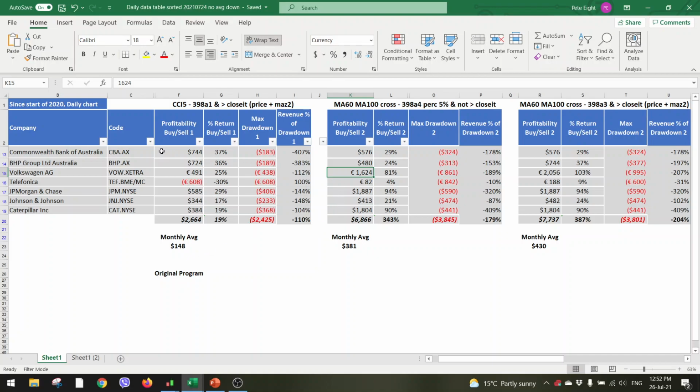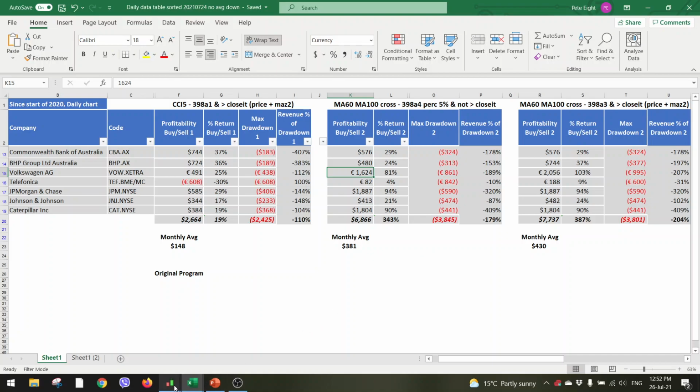So I'm just showing you the Commonwealth Bank as an example, but we can cover a couple of those in a minute. This one uses an MA60, MA100 crossover at a 5% minimum gain. This program uses the same 60-100 crossover, except it doesn't look at a percentage gain, it looks at a price high-low average gain.